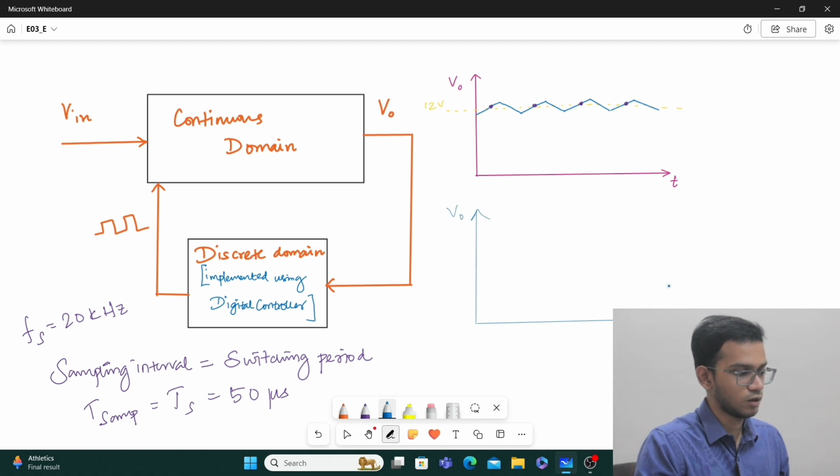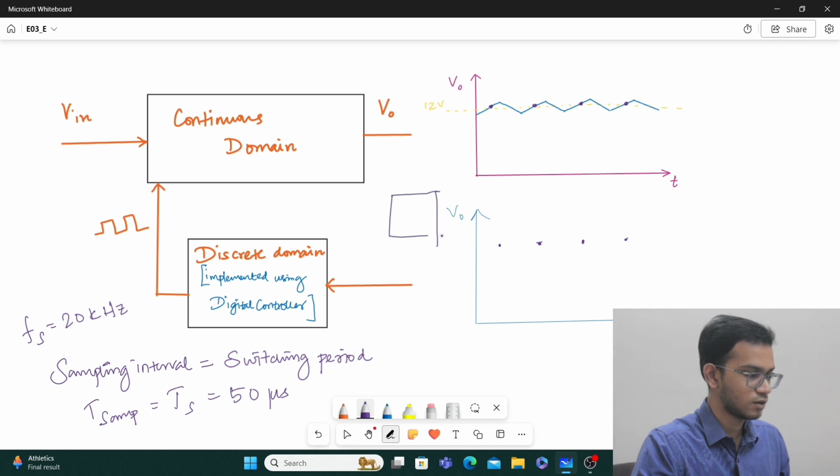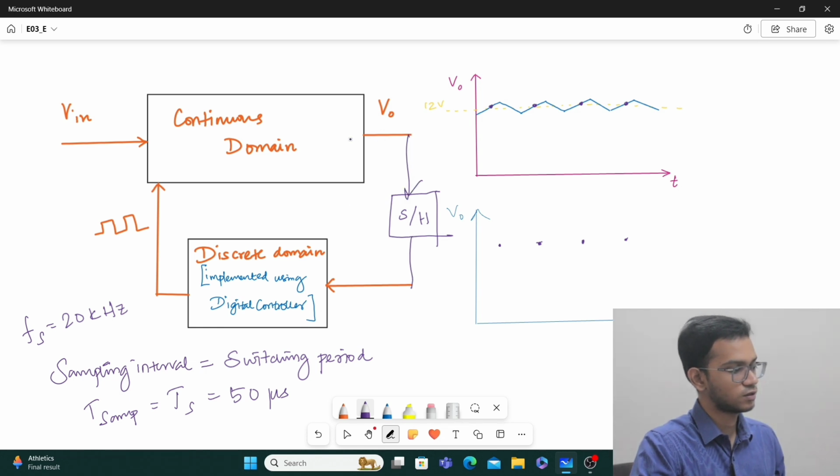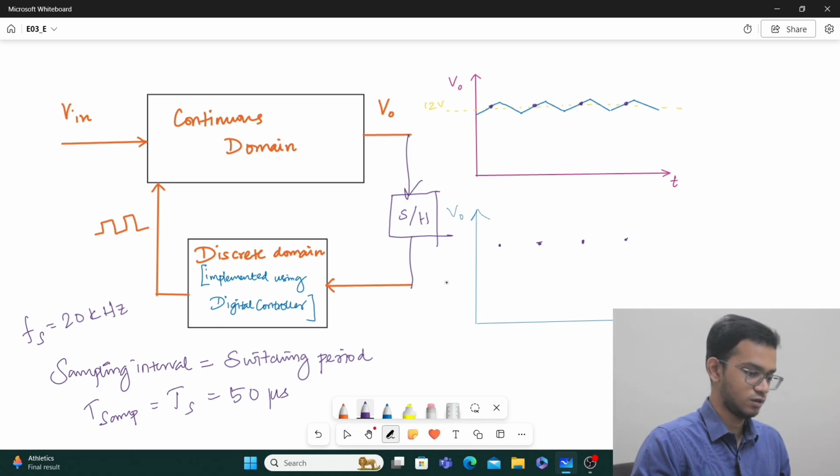This should be my output, this should be time, and instead of getting the whole waveform, I will get only one value here, one value here, one value here, and one value here, and so on. So I will basically sample my output. So there should be a sampler or sample and hold circuit or something in between to convert this continuous domain into discrete domain.